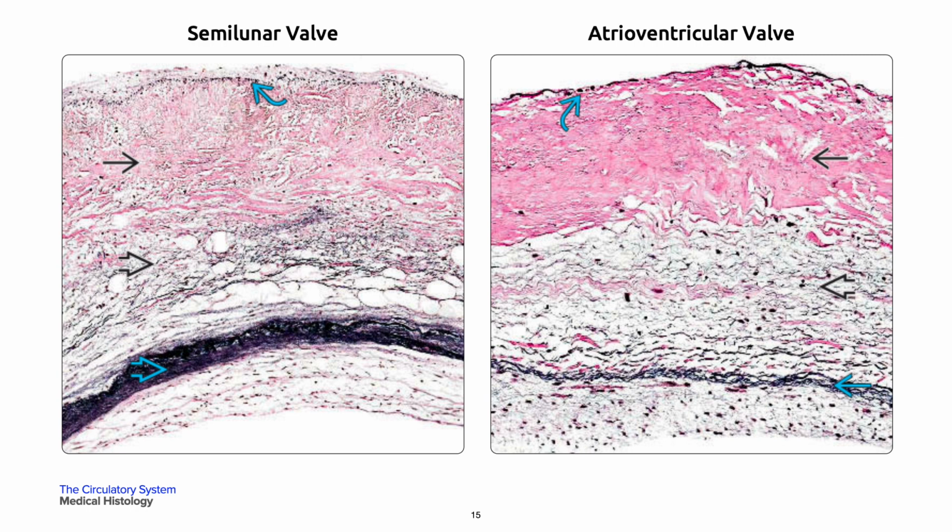On your right is a photo showing the three distinct valvular layers, with the fibrosa in a single black arrow, the spongiosa in a bold black arrow, and the ventricularis in a single blue arrow, with the subendocardial elastic layer in a curved blue arrow.